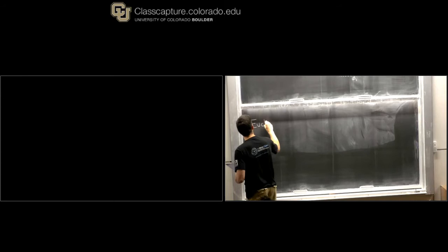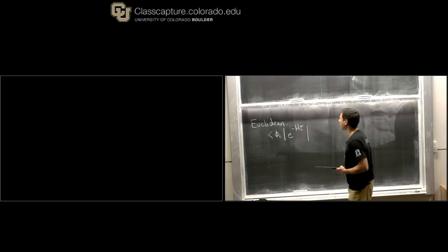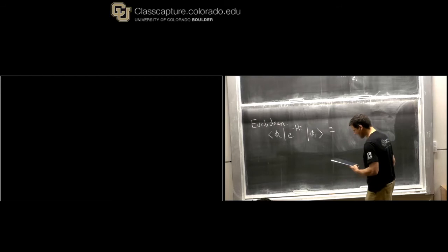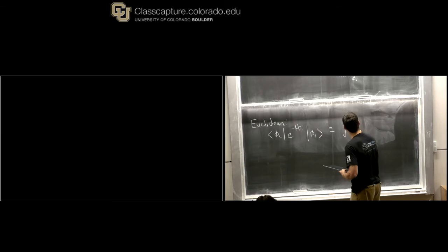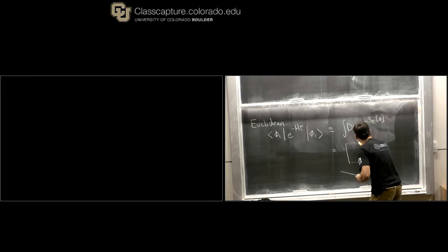Euclidean path integrals also calculate transition amplitudes. In this case, they calculate the action of e to the minus H tau. So these I'm going to draw basically the same way, except I'll call it tau instead of t. Well, let me write the formula first. Now it's the integral D phi e to the minus S Euclidean of phi, and I'll draw this as a path integral from phi 1 to phi 2, but now I'll call it tau, and that's how we know it's Euclidean.